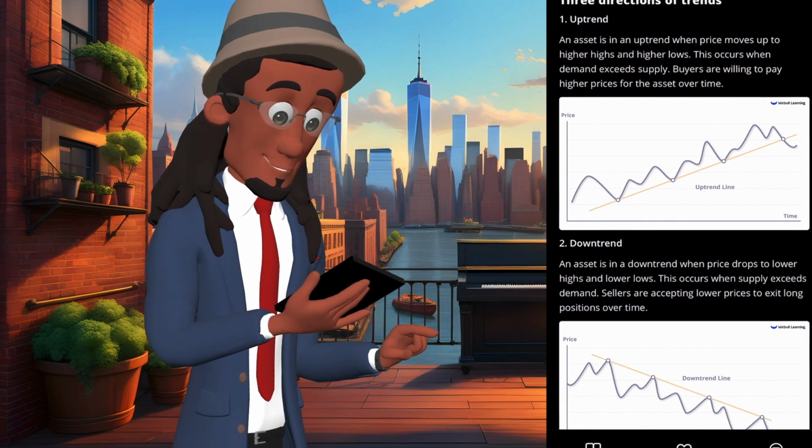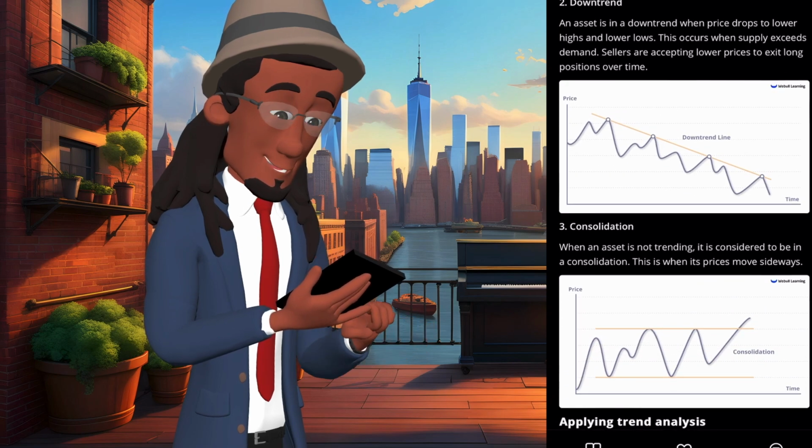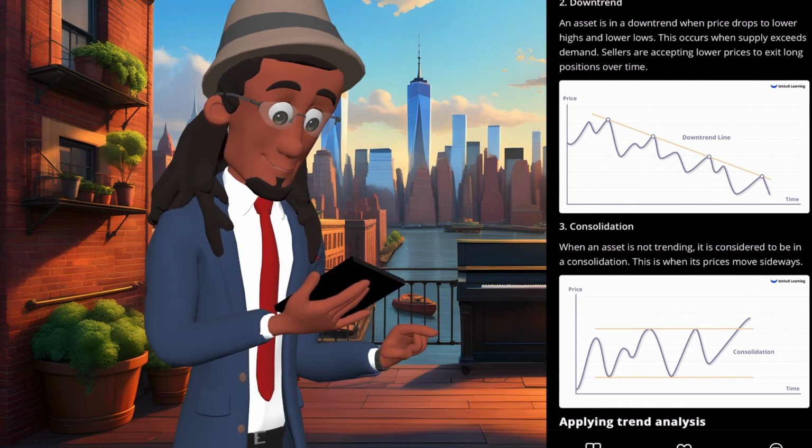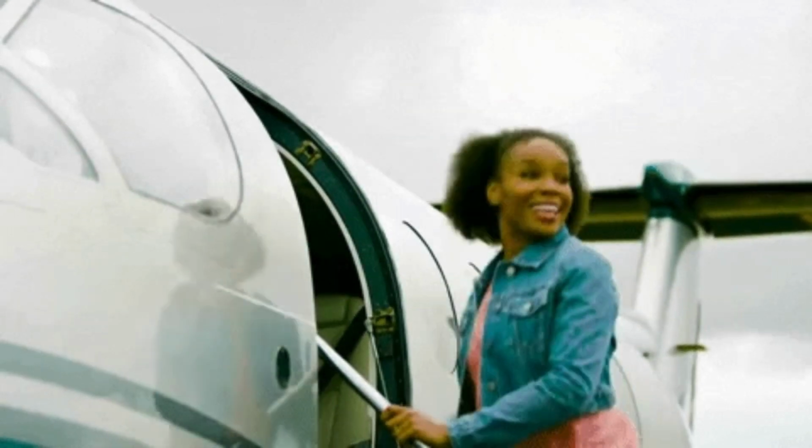Then we have consolidation. When an asset is not trending, it is considered to be in a consolidation. This is when its prices move sideways. All right, so I call this the boarding phase.